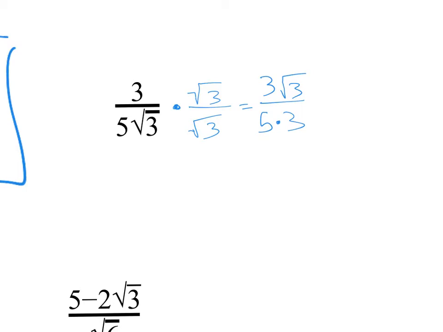So here on the bottom, we're just going to end up with 5 times 3. So when we took radical 3 times radical 3, that answer is just going to be 3. Next, we're just going to multiply those numbers on the bottom. So really our final answer is just going to be 3 times the square root of 3 over, on the bottom, 5 times 3 ends up giving us 15.